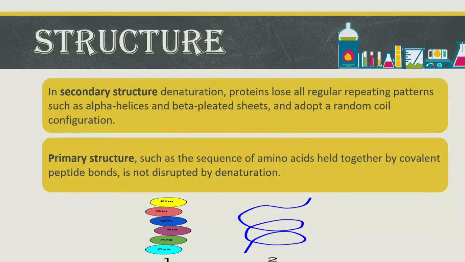In secondary structure denaturation, proteins lose all regular repeating patterns such as the alpha helix and beta pleated sheet and adopt a random coil configuration. Lastly, the primary structure, the sequence of amino acids held together by covalent peptide bonds, is not disrupted by denaturation.